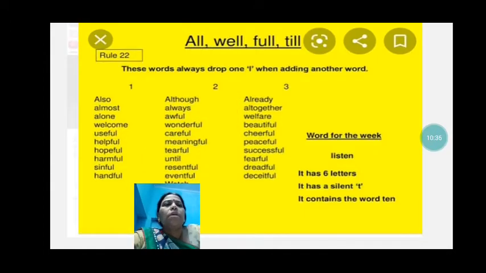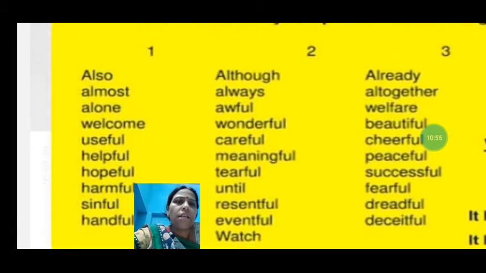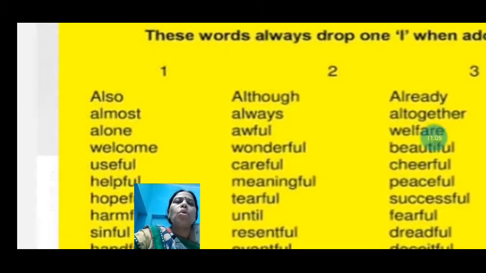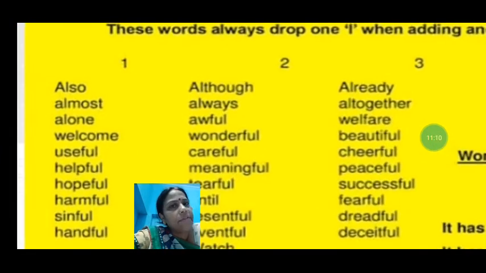Now see what happens. There are words which have double L. When we are adding something to them, we remove one L, like all plus so. When we have added the suffix to all, which has a double L, all plus so, one L has been removed and we write ALSO.